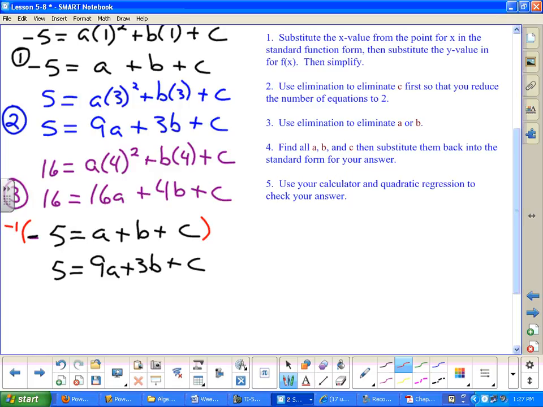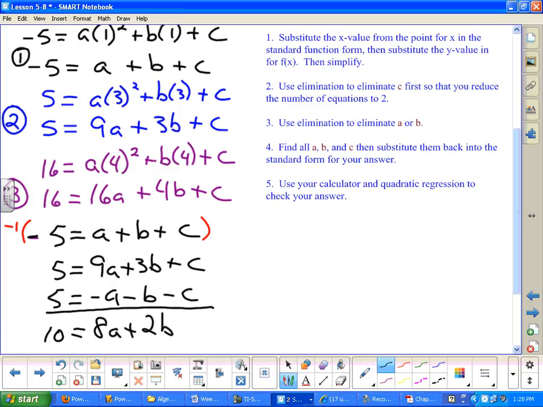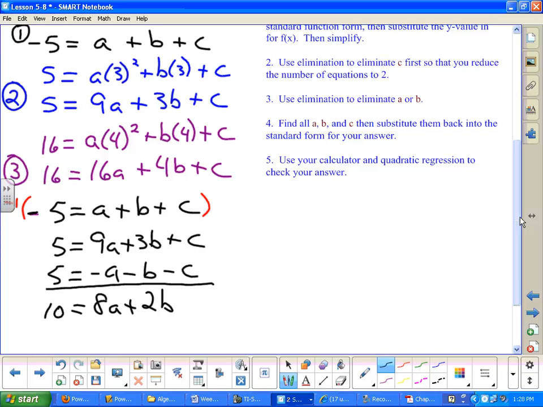Okay. So I'm going to change all of these to be negative. So I'm going to multiply by -1. So we have 5 equals -a minus b minus c. Okay. So we get 10 equals 8a plus 2b. Okay. So I've eliminated letter c here. So I have one equation with a and b. So now I'm going to take equations 2 and 3 and use those to eliminate c also, because then I need to have two equations with a and b, so then I can eliminate one of those variables.